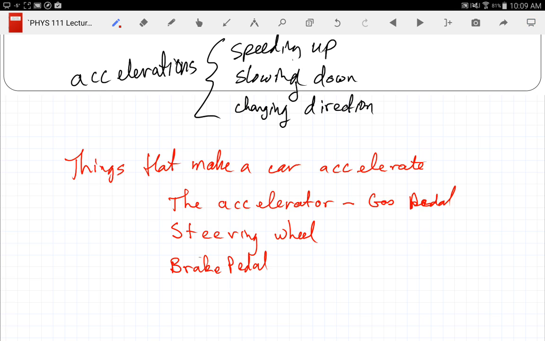So we have three controls that will accelerate the car. We tend to call the gas pedal the accelerator because it's giving us an acceleration in the direction we're going. The brake pedal gives us an acceleration in the opposite direction we're going, what some people call a deceleration. And the steering wheel changes the direction, which is an acceleration that is perpendicular to the direction you're traveling. So one accelerator is forward, one is to the side, and one is to the rear.